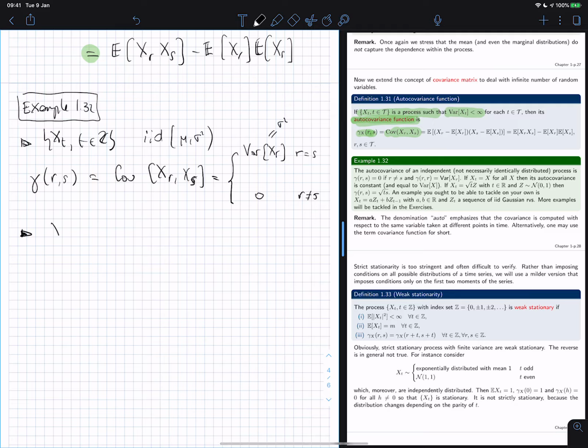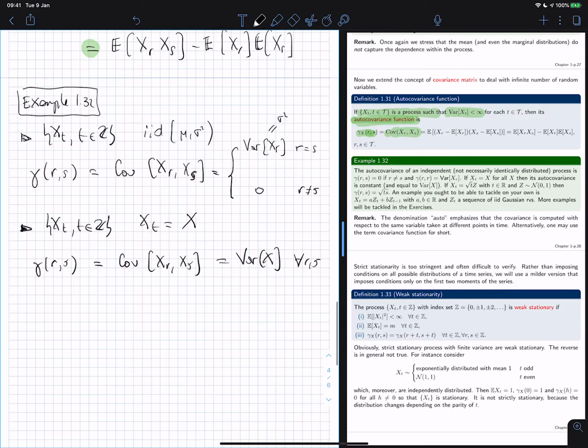If we take X_t defined as one variable spread over all time points, then gamma of r, s is the covariance of X_r with X_s, which is just the variance of X for all r, s. So this is constant over all time.